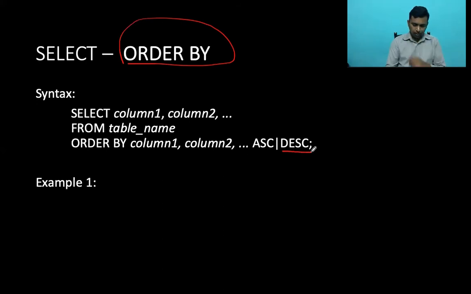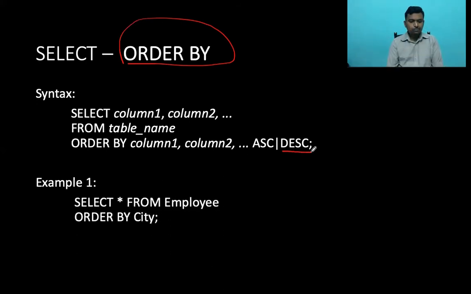Okay. Now let me give an example for it. I'll say select star from employee order by city. So if I want to order the data based on the city, yes, I can do that. If I want to order based on the employee name, yes, I can do that. In whichever format you want, you can do that. Instead of city, I'll just give first name. So when I give first name here, my data will be ordered based on the first name, that is in ascending order. Select star from employee order by first name.